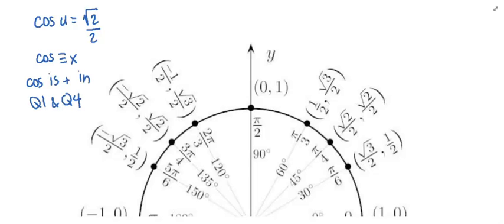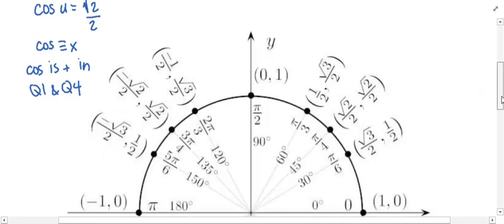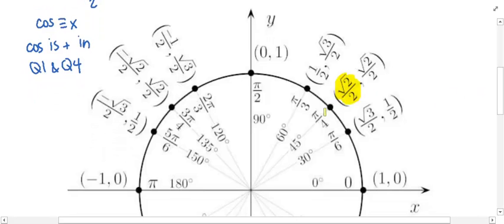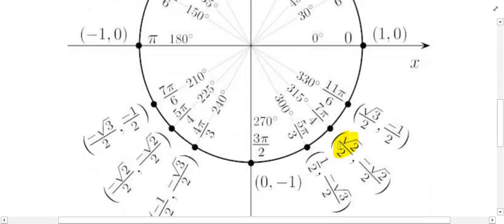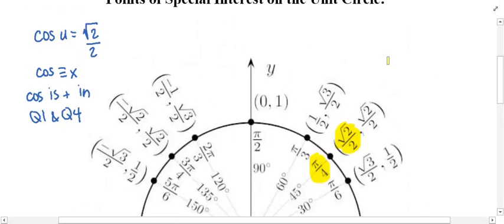Okay, so what angle has an x coordinate of square root of 2 over 2? Well, right here, so pi over 4. And then if we look in quadrant 4, 7 pi over 4 is also going to work. Okay, so those are the two angles we are looking for. These are values of u, because I am solving the equation cosine of u is equal to the square root of 2 over 2. So u can be pi over 4, or u can be 7 pi over 4.